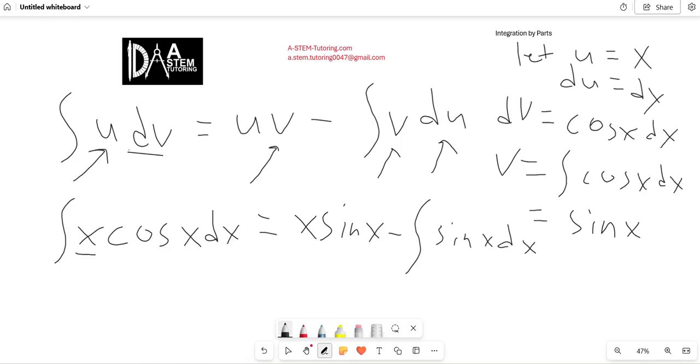The integral of sine x dx is negative cosine of x. So minus a negative gives us a plus, and our final answer is x sine x plus cosine of x plus c, the ubiquitous constant of integration that is in all indefinite integrals. This is how we could use integration by parts to find an integral where it's a product of two quantities that are hard to integrate as one unit, but we can integrate by parts.